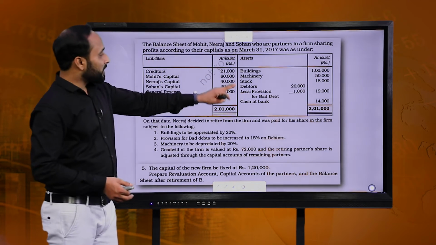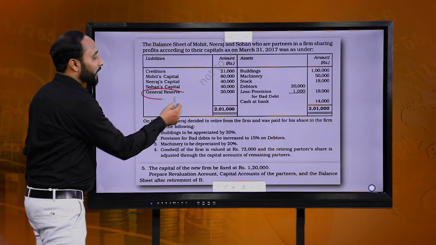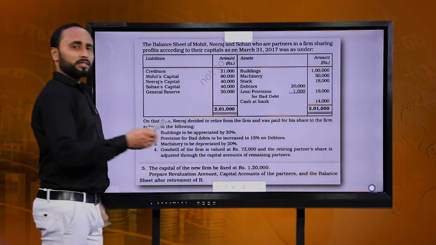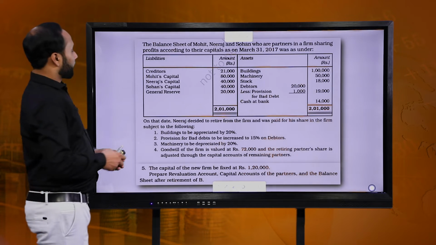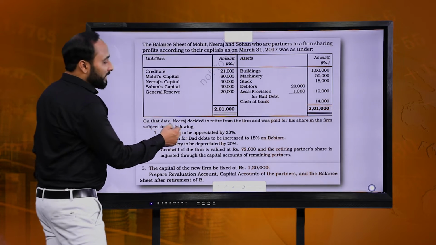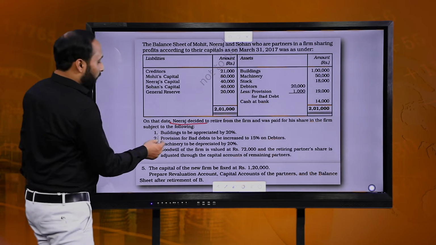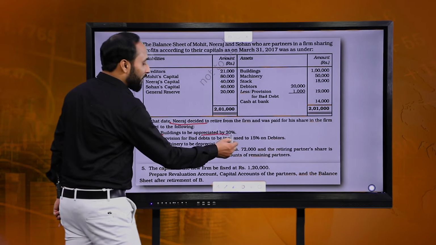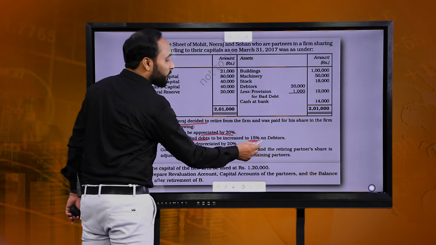This is their balance sheet, and here on the liability side we have a general reserve as well, which is to be written off obviously, otherwise if there is something else stated in the question. Then Neeraj decides to retire from the firm and the following adjustments are agreed upon. Building appreciated by 20%, provision for bad debts to be increased to 15%.